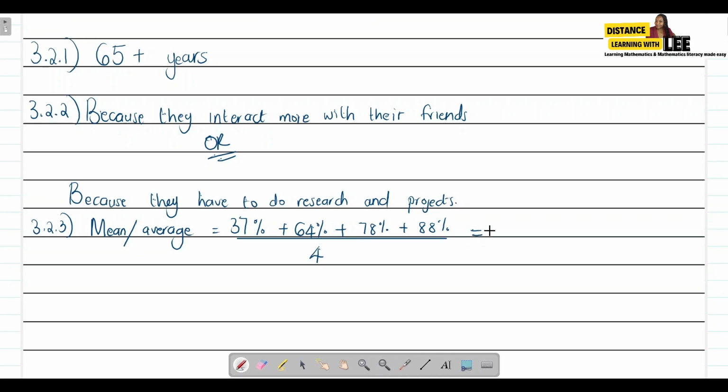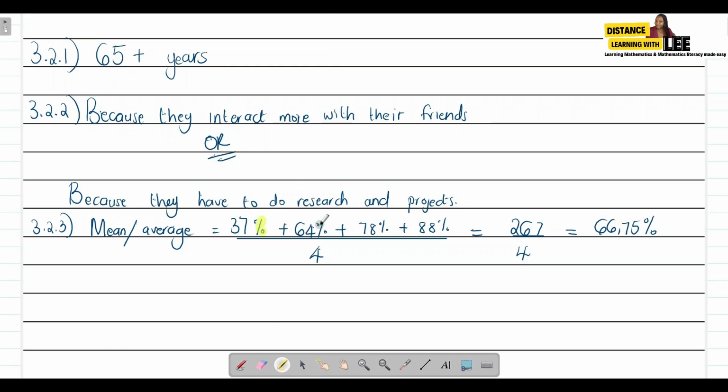So if you sum up all these percentages together, you'll get 267, divided by 4. Therefore, our average percentage is 66.75%.